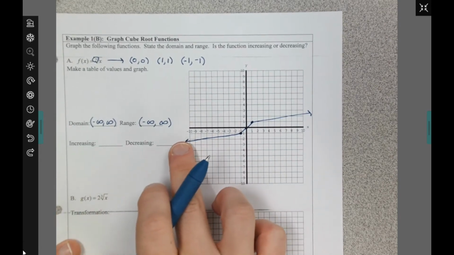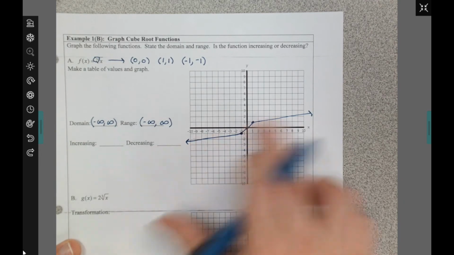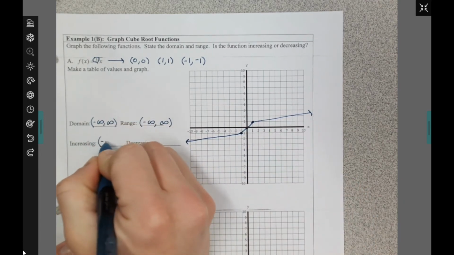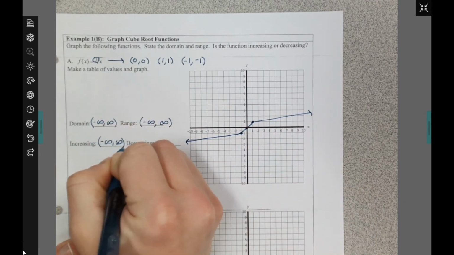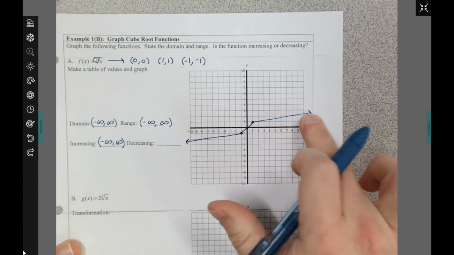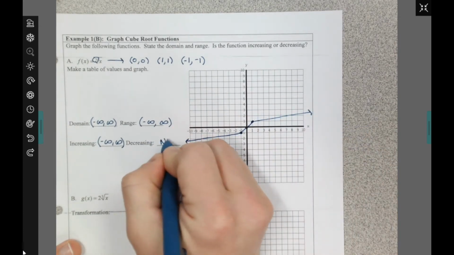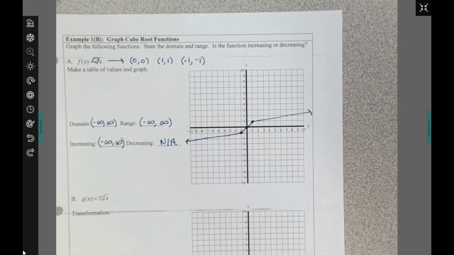Increase, start to the left, walk to the right. I'm going uphill the whole time. So again, negative to positive infinity. Decrease, at no point are we ever going downhill. So that'd be a not available.